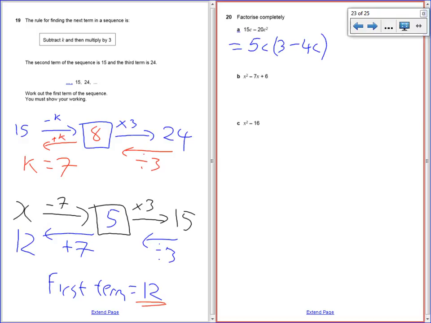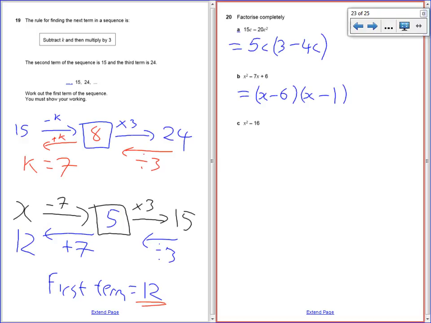B is a quadratic expression, so that's going to be done in 2 brackets. We get x squared, so I'm going to put an x there, an x there. And then the 2 numbers that go to the right of both brackets are going to multiply together to give 6 and add together to give negative 7. What 2 numbers multiply together to give 6 and add together to give negative 7? Must be 2 negatives. It's the only way you can add together to get a negative and multiply together to give a positive. So it's minus 6 and minus 1. Minus 6 times minus 1 is plus 6. And minus 6 subtract 1 is minus 7.